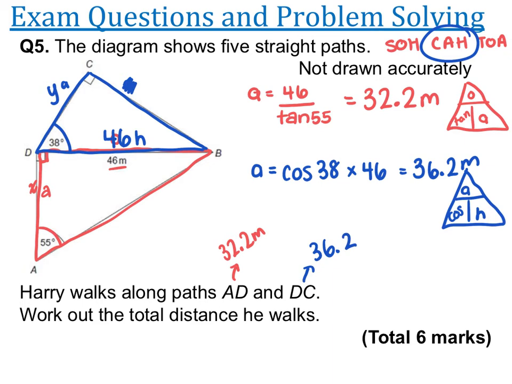Now the question was, work out the total distance that he walks. So we want to find the total distance, so we're just going to add those together. 32.2 plus 36.2 is 68.4 meters, which actually doesn't seem that far, if I'm going to be honest. That's not that far at all. All right, that's a nice long question worth 6 marks because there's 2 bits of things we have to do there. Hopefully that helps, and let's maybe try another one.